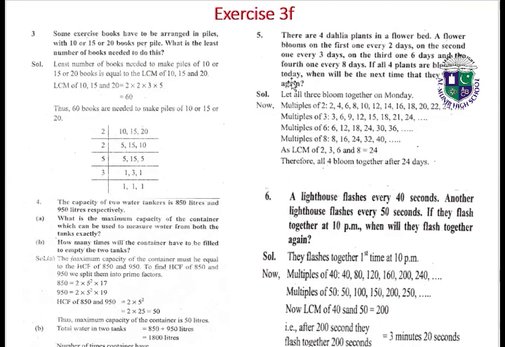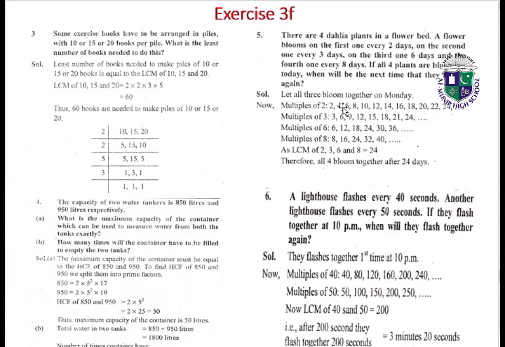Question number 5. There are 4 dahlia plants in a flower bed. A flower blooms on the first one every 2 days, on the second one every 3 days, on the third one every 6 days, and on the fourth one every 8 days. If all 4 plants are blooming today, when will be the next time that they bloom again?